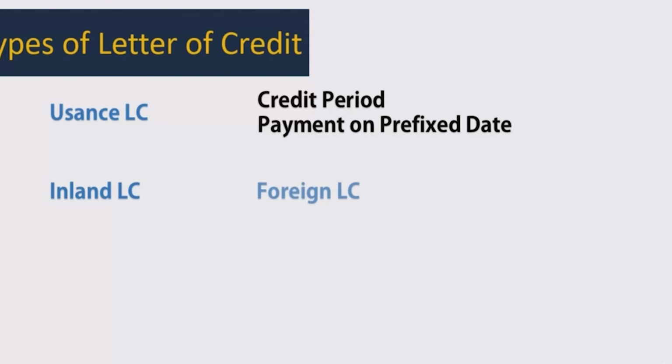Then we also have two other kinds of LCs, inland LCs and foreign LCs. That's based on the geography. The LCs which are issued within the country we call inland, and LCs that are used in import-export transactions we call foreign LCs.